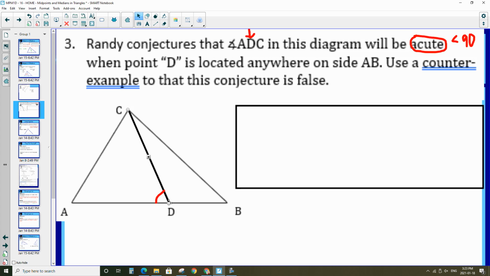Okay, so we can see that is not true, right? It is acute anywhere along here, but as soon as I go straight down and make a 90-degree angle, and then anywhere left of that, you can see the angle is going to be more than 90. So if I move my line over here, for example, you can see this angle now is definitely going to be more than 90 degrees. So it's going to be obtuse.